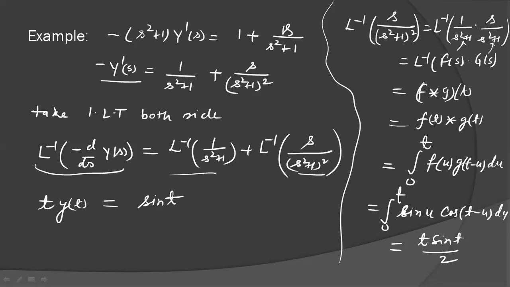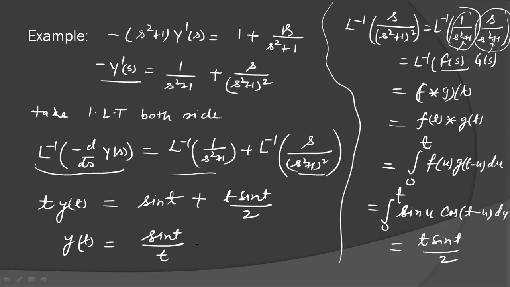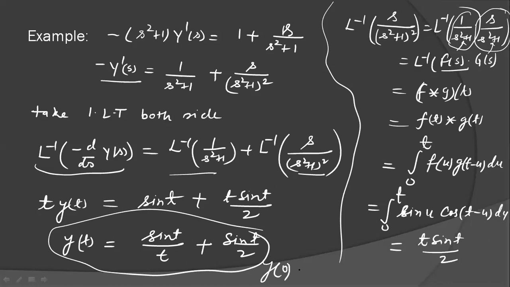Here, if you are not getting how f(t) is Laplace inverse of F(s), this is sin t, this is cos t. Now put here, it will give you t sin t by 2. So this is an important question. Now divide by t, you will get y(t) equal to sin t by t plus sin t by 2. So this is your y(t). And if you use y(0), sin 0 by 0 is a limiting case, it is 1, plus 0 is 1. So y(0) is 1, given to you. It means our answer is correct.